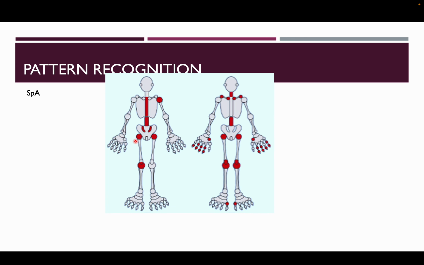This is axial SPA, where you can see axial joint involvement, hip joint involvement, and sacroiliitis. Some asymmetrical joint involvement is there. The axial SPA is mostly ankylosing spondylitis. Psoriatic arthritis is also SPA, more of peripheral SPA.